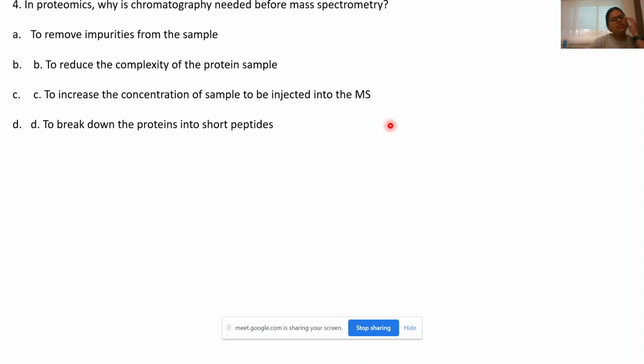Coming to another question, in proteomics, why is chromatography needed before mass spectrometry? As I mentioned earlier, chromatography is generally performed before mass spec analysis whenever you are doing proteomic studies. So, what is the role of that? Option one, to remove impurities from the sample.